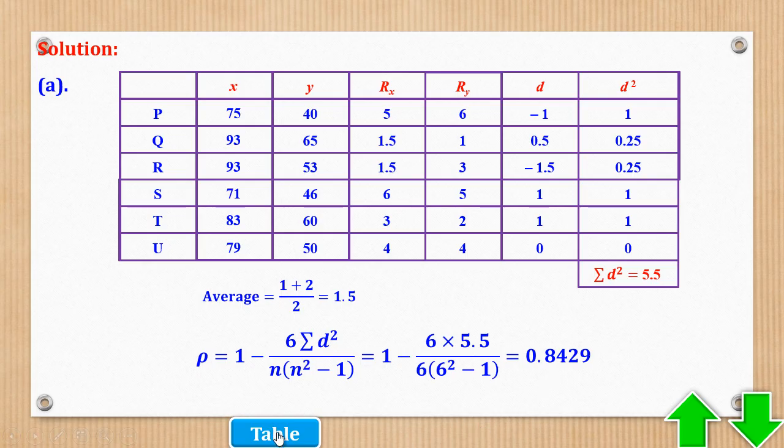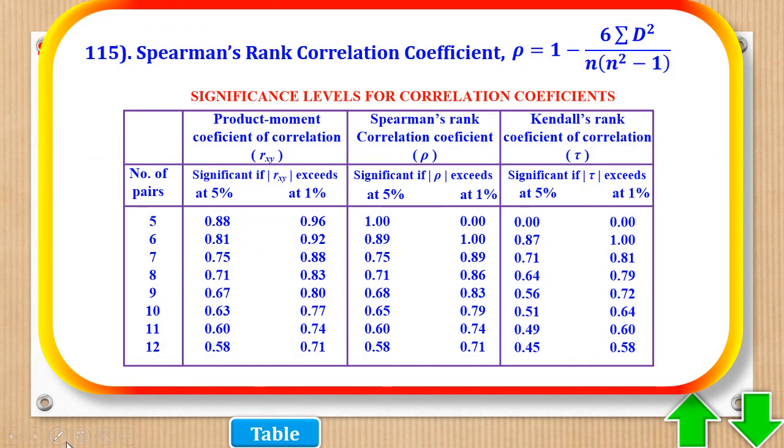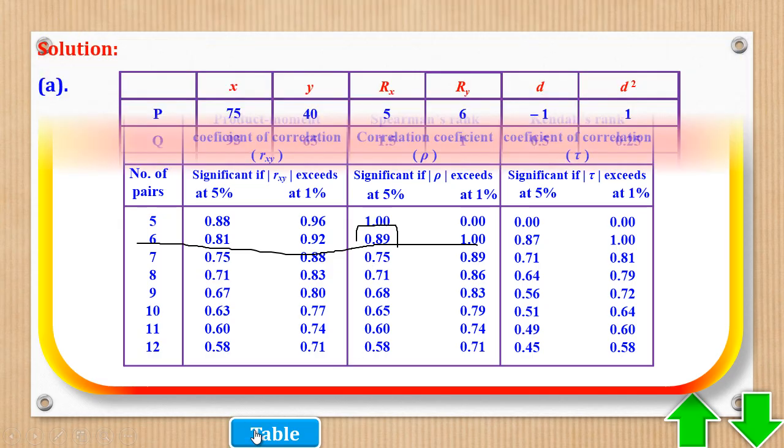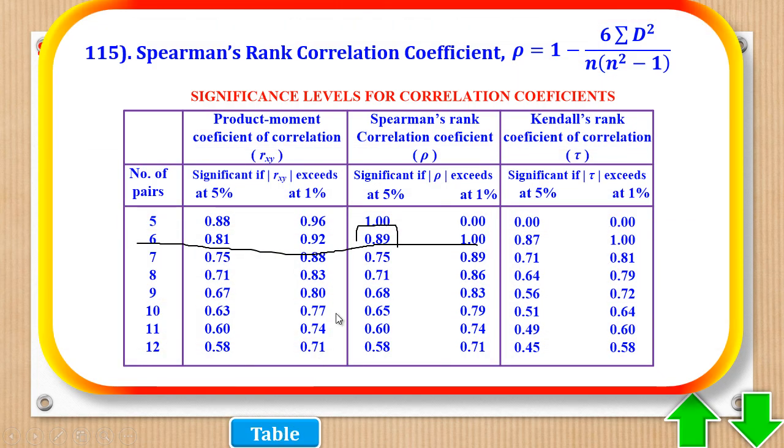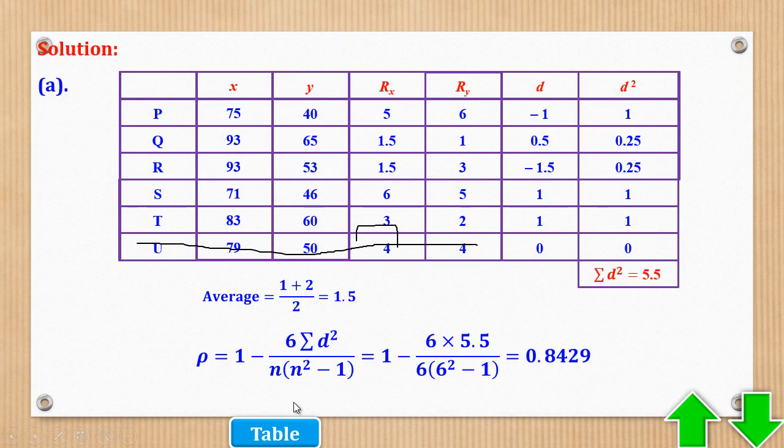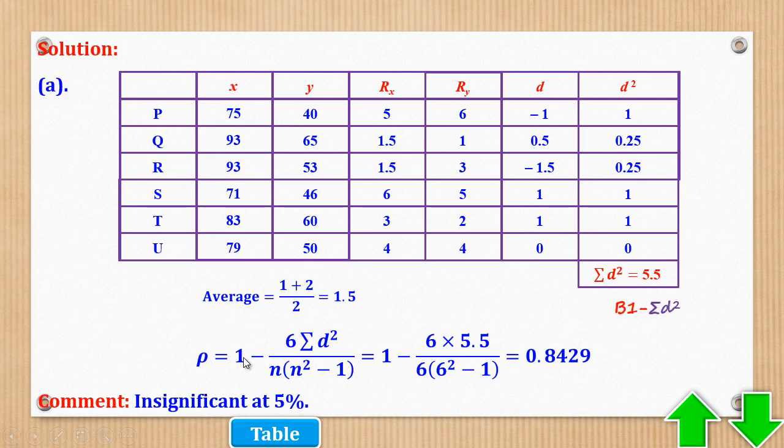Commenting, we will come and say: this table is in the logbook, the number of pairs is 6, so come here and look for 5%. At 5%, this value is 0.89. The calculated value is 0.8429. Because the calculated value is smaller than this, the comment will be insignificant. And that is what they wanted.